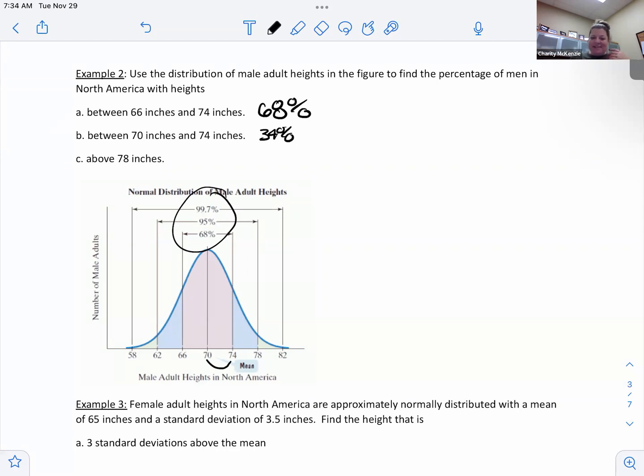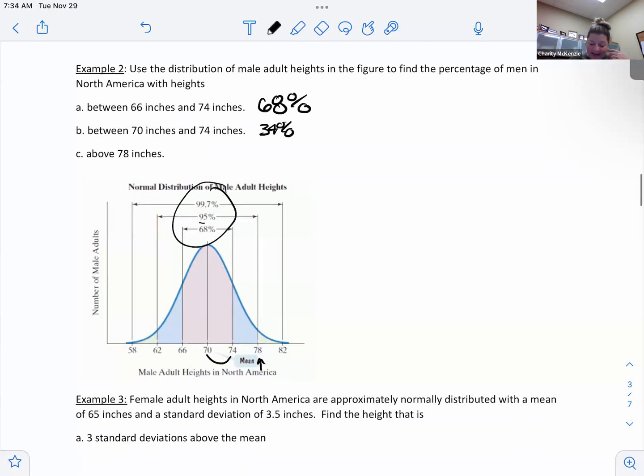Okay, what percent is above 78? That's the one we were looking at before. We know that's significantly high, and that one is at 95. So you have 5% left for both sides, for here and here. So what is half of 5%, because you got half on each side? It's about 2.5%.